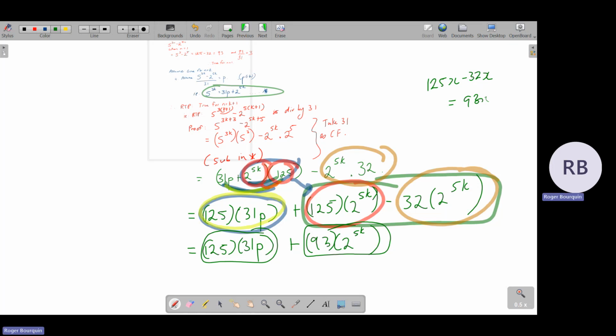It was the same thing. 125 minus 32. That would give you 31p plus 2 to the 5k open bracket 125 minus 32. Give you 31p plus 2 to the 5k times 93, and then you take out 31 and you get 31p plus 2 to the 5k times 3. Sounds right to me.